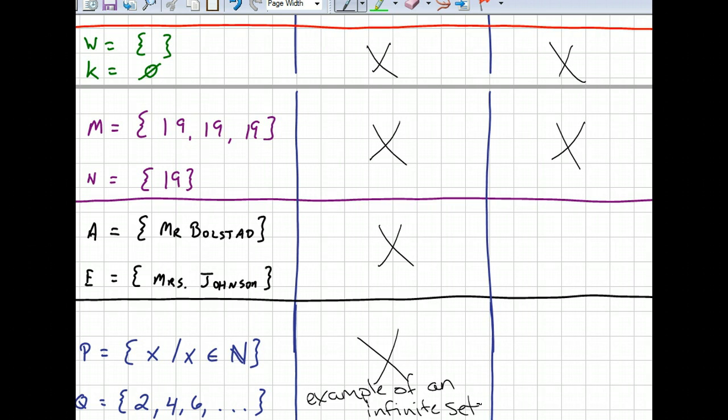What is a finite set? It has a stopping point, so it will give you an actual number for the cardinality. Do you guys know how to write the symbol for infinity? A sideways 8. Yep.